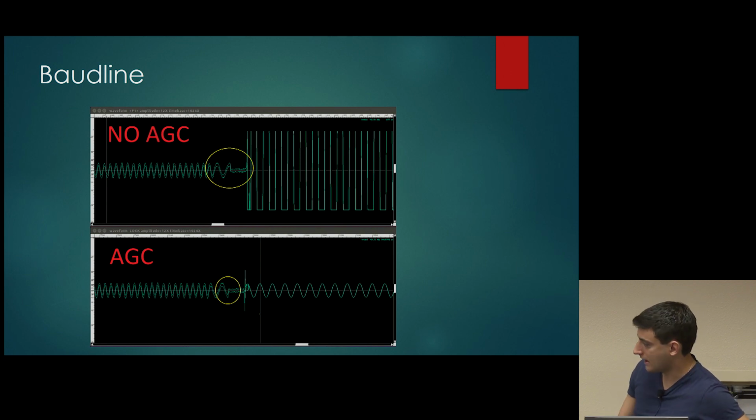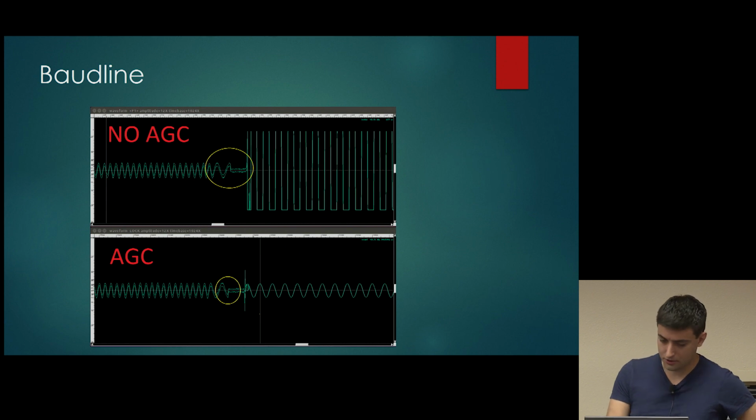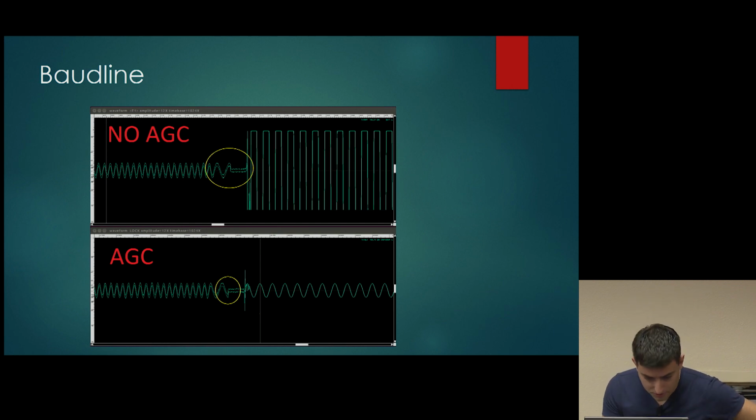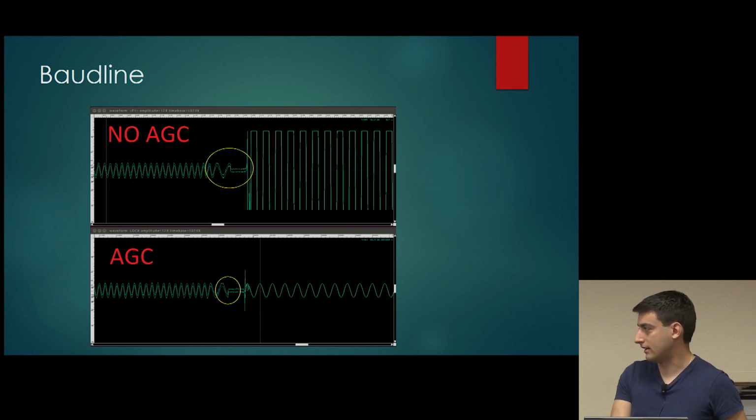And as you can see, there's an initial spike in the AGC-enabled graph, but the AGC very quickly comes in and adjusts the gains of the receiver. And after what appears to be about a third, like pi over 3, it is fully settled, and it starts looking like a nice sine wave.